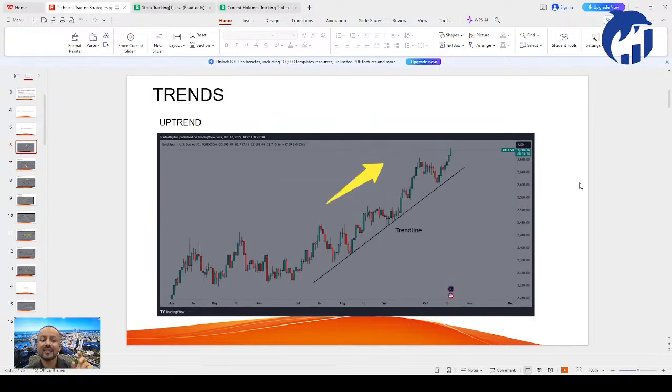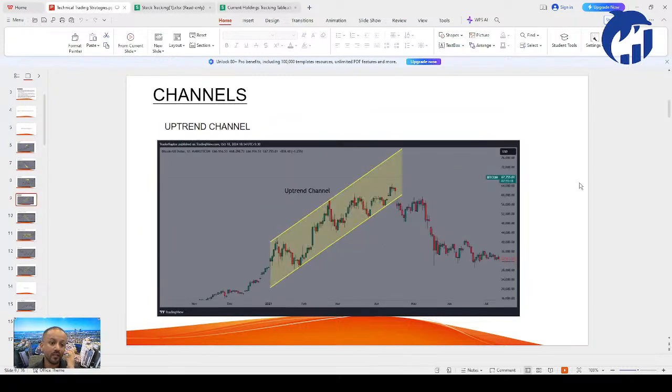So if you look at the example of this uptrend, right, it's a single line indicating that price is going up. When you look at the channel, it is exactly the same, but as mentioned, you have a trend line and then you have a line on the opposite side of that trend line. So it creates a channel, correct? And you can clearly see that price is playing between those channels.